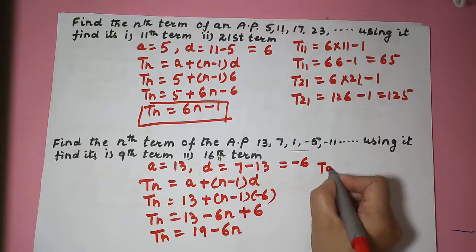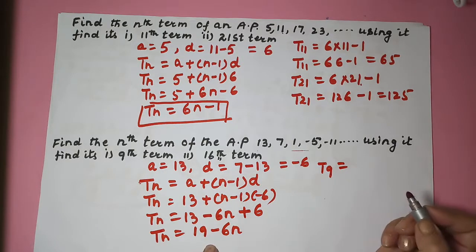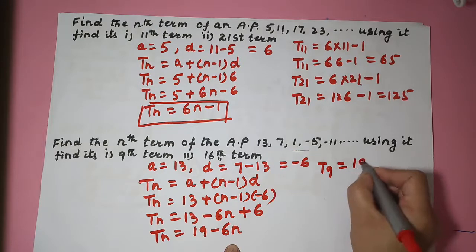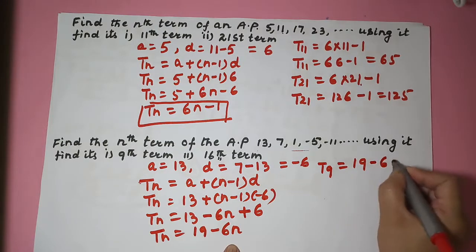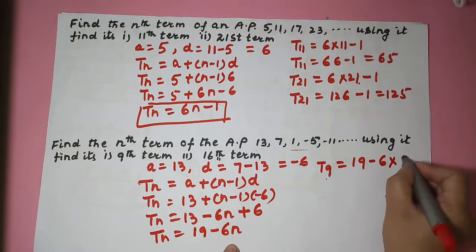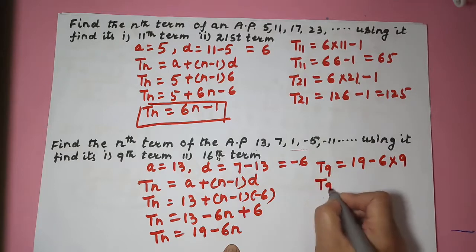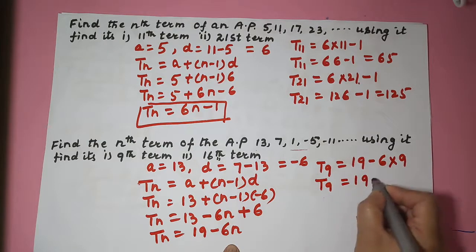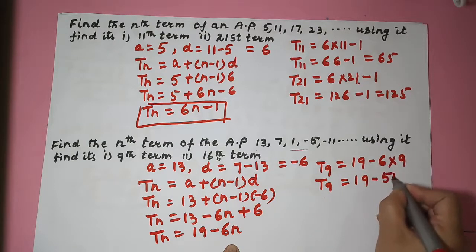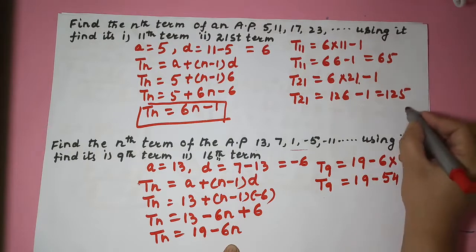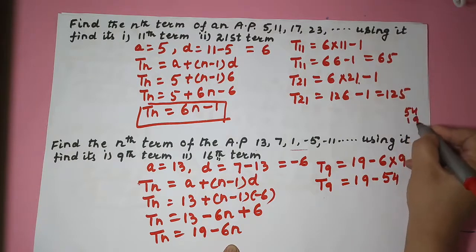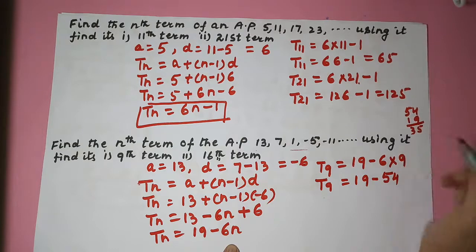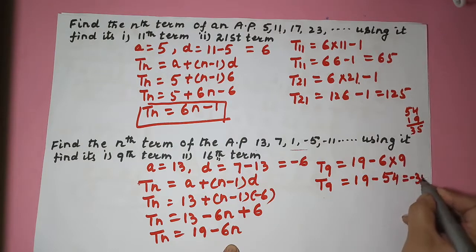So how do I calculate the 9th term? I have the general term now, 19 minus 6n. So 19 minus 6 into n, where n is 9. So T9 is equal to 19 minus 9 6s are 54. Fine. So let's calculate what is 54 minus 19. 35. So it is minus 35.